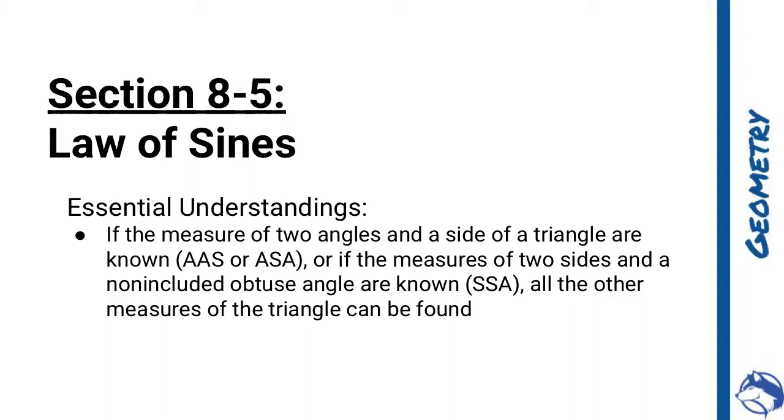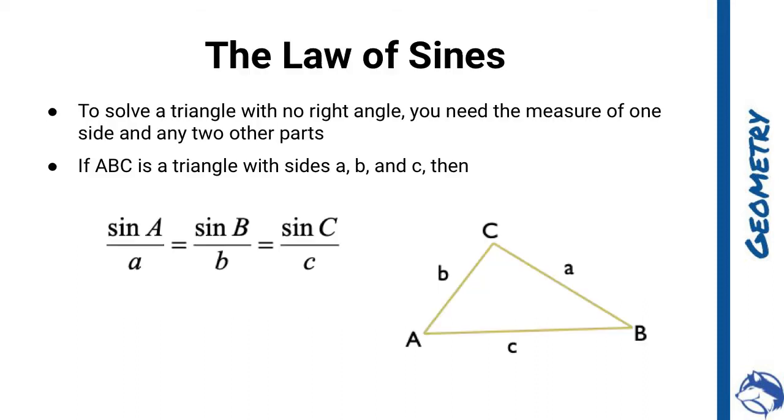Alright, so we got the law of sines. So basically what we're doing here is if we have the measure of two angles and a side of a triangle, or if it's the measure of two sides and a non-included angle, then we can find the rest of the measures of the triangle. And so that's what we're going to be doing today.